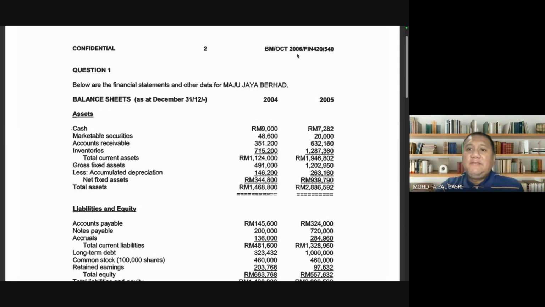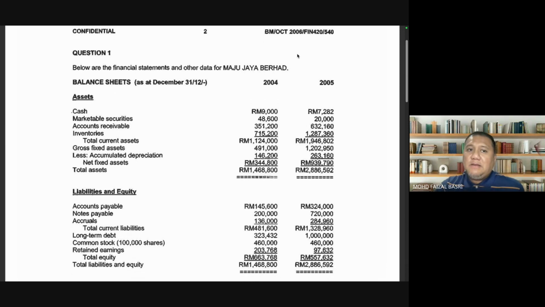So similarly, they're going to give you two sets of balance sheets. Okay, and for this question, perasan dia punya position of X1 dengan X0 tu terbalik. So X1 dia dekat sini, X0 dia dekat depan. Okay, so bila you nak minus tu nanti, dia bukan 9,000 minus 7,282, tapi dia 7,282 minus 9,000. Okay, so be careful on that. And untuk soalan ni, they give you gross. Okay, dia bagi gross. And ada accumulated depreciation kat sini.